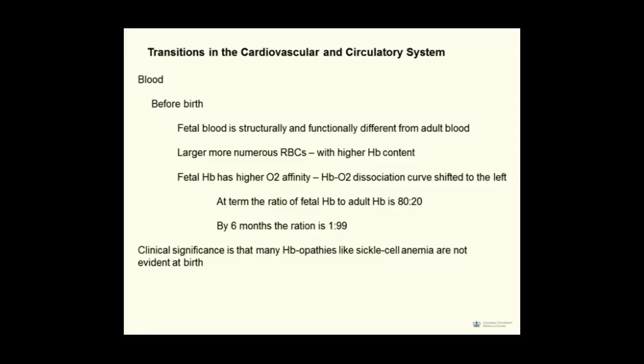That's absolutely essential. And then once this fetus enters extrauterine life, its need for fetal hemoglobin drops, and as the need drops, the actual production drops. So at term, the ratio of fetal hemoglobin to adult hemoglobin in this baby's body is about 80% fetal, 20% adult. By 6 months of age, the ratio has fallen to only 1% to 99%. Okay, so 1% fetal hemoglobin to 99% adult.